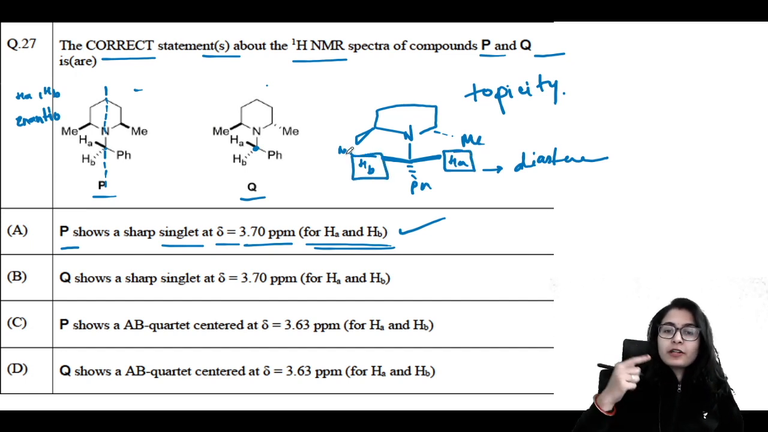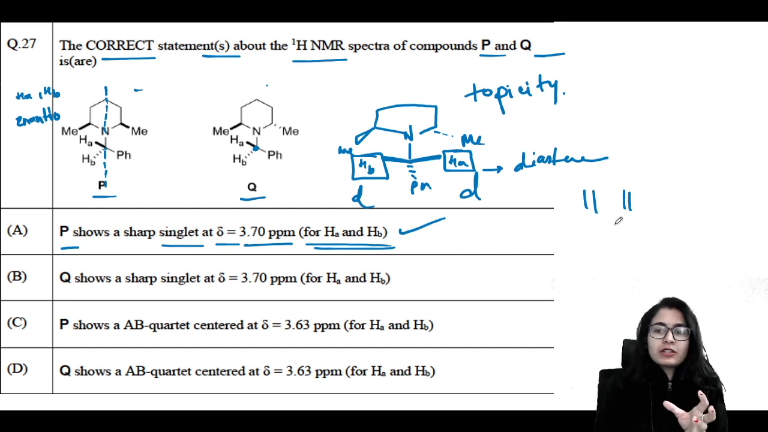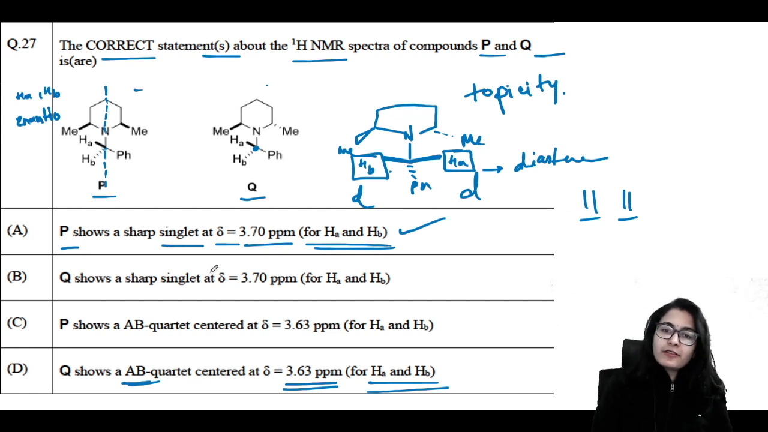So HB is going to split HA into a doublet, and HA will split HB into a doublet, and since the environment is very similar, they are going to have values which are very close to each other. It might look like a quartet. It is not a quartet, it's a doublet and a doublet. So in option D, it is mentioned AB quartet centered at 3.63 ppm for HA and HB. It is not a quartet, it's two doublets for two different types of hydrogens. All right, so the correct options are A and D for this particular question.